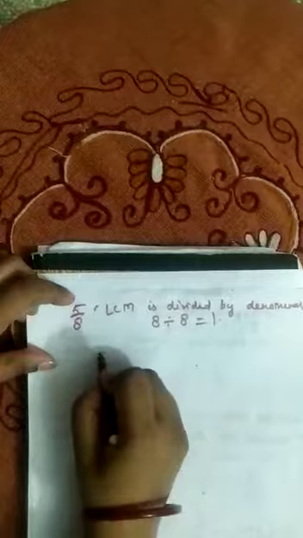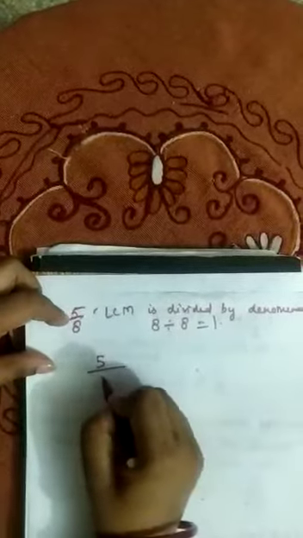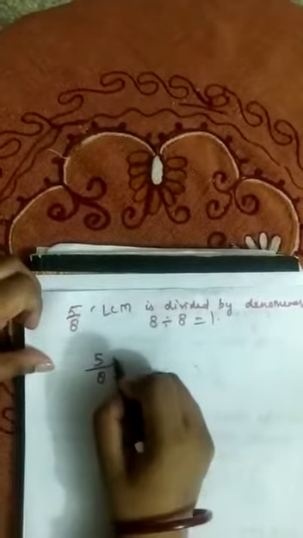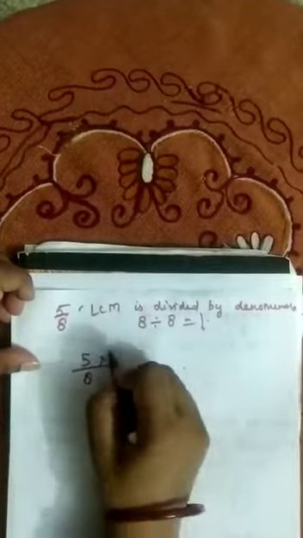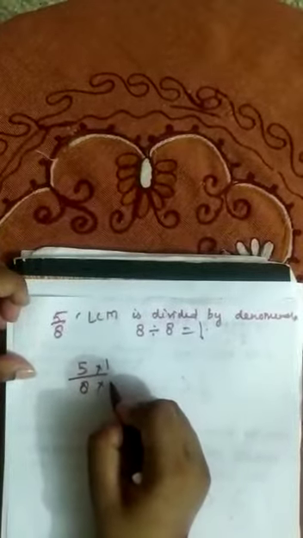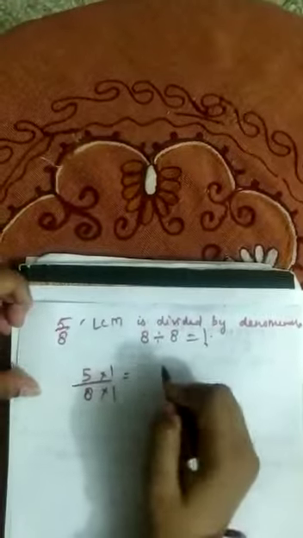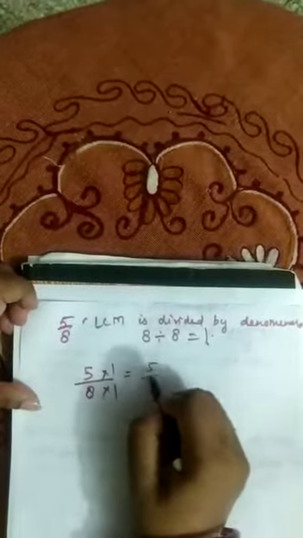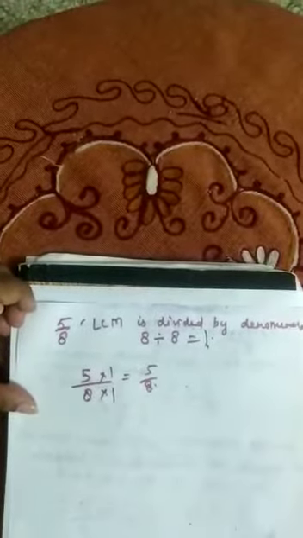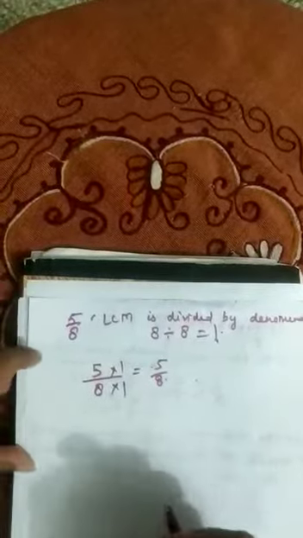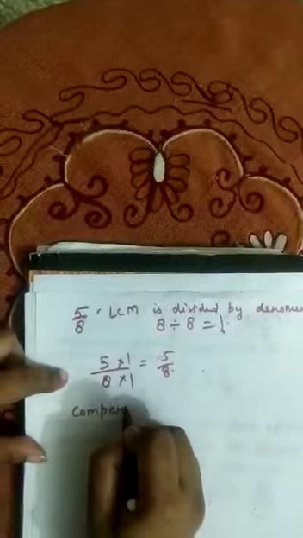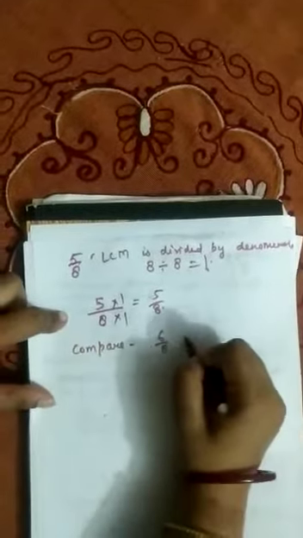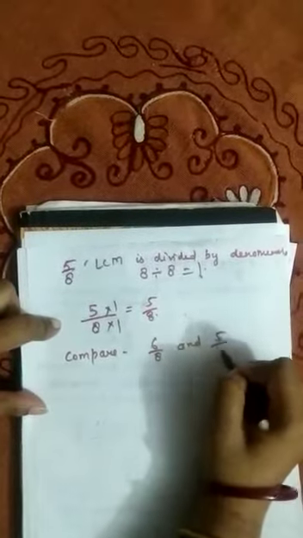Now what do we do? We will multiply the numerator, that is 5, and 8, with this quotient. What do we get after the division? 1. 5 will be multiplied by 1, 8 will be multiplied by 1. What do we get? 5 by 8. Right? Now we compare 6 by 8 and 5 by 8.